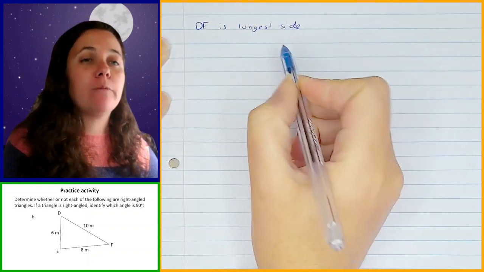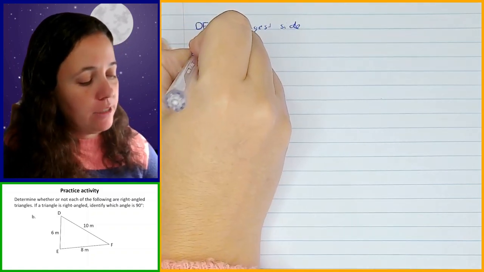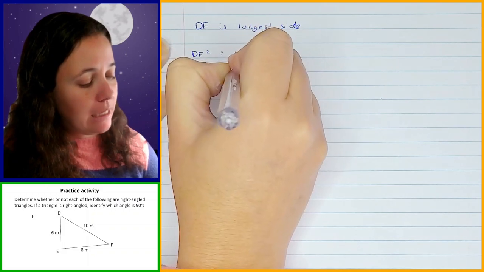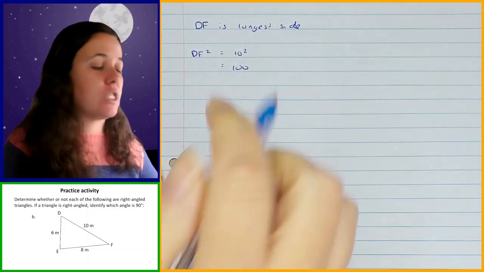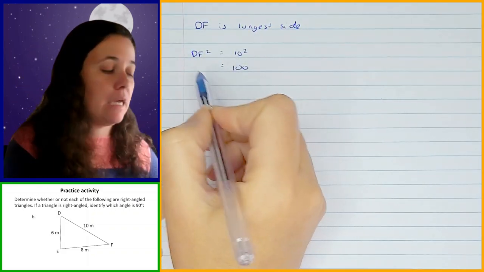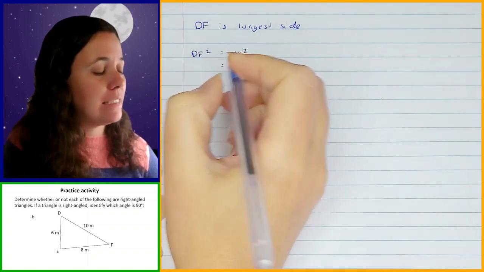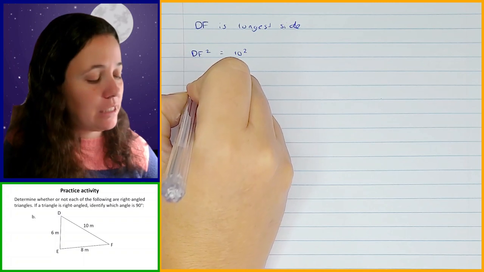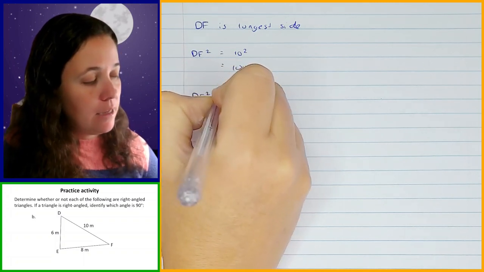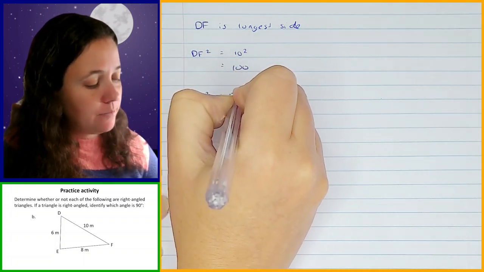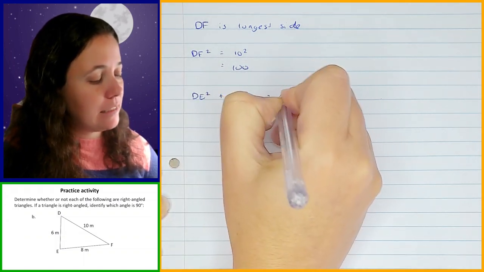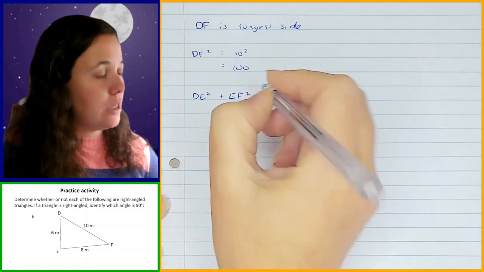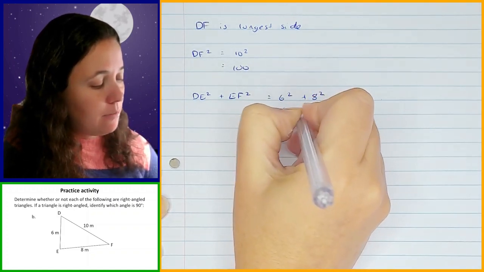Okay, so what I'm going to do is I'm going to take DF and I'm going to square it. And that gives me 10 squared, which is 100. Okay, so now I know that the square on the longest side is 100. Now let's take a look at the other two sides and see what we get when we square them and add them together. So that's going to be DE squared plus EF squared. So that is 6 squared plus 8 squared, which gives us 36 plus 64.